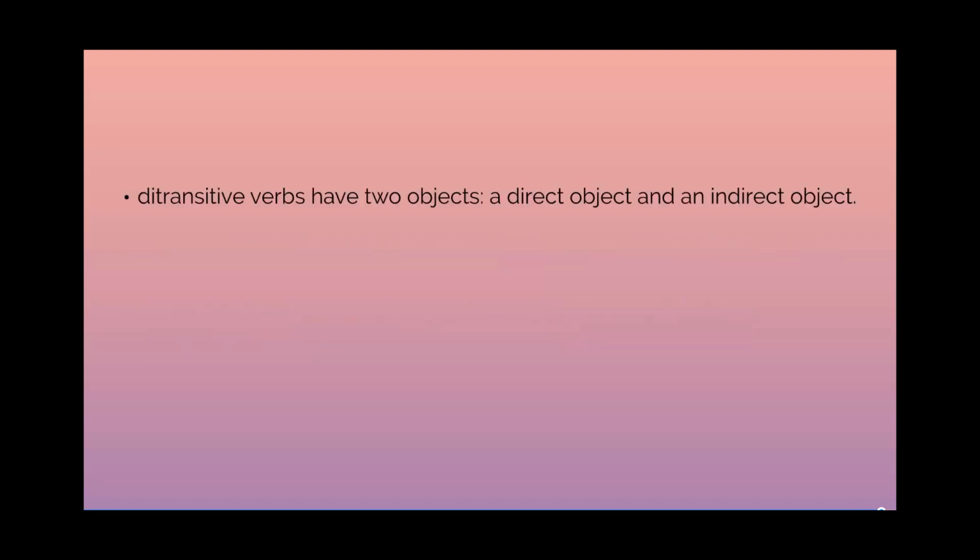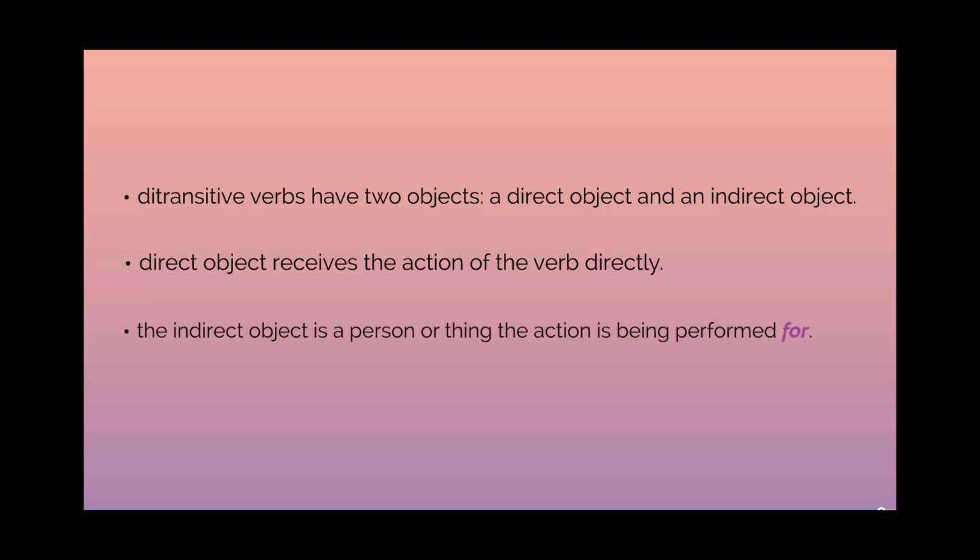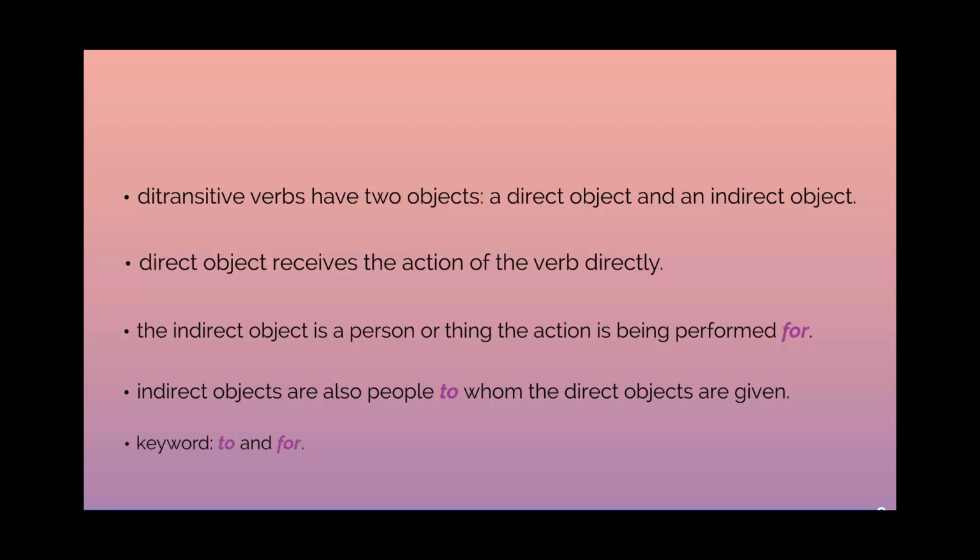Ditransitive verbs have two objects, a direct object and an indirect object. The direct object is an object that receives the action of the verb directly. The indirect object is a person or thing the action is being performed for, or the indirect objects are also people to whom the direct objects are given. Here, key words to remember are to and for.